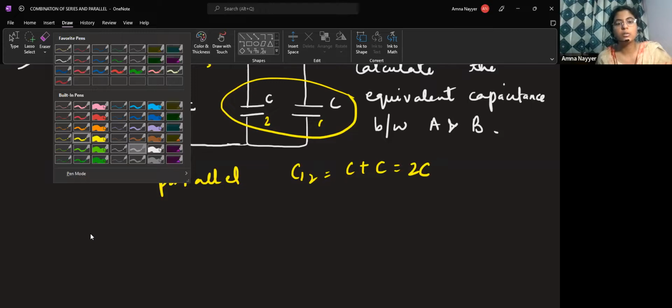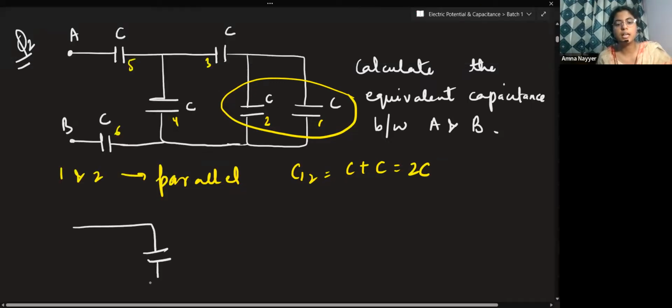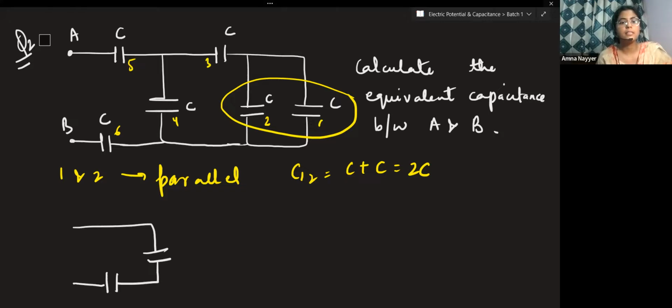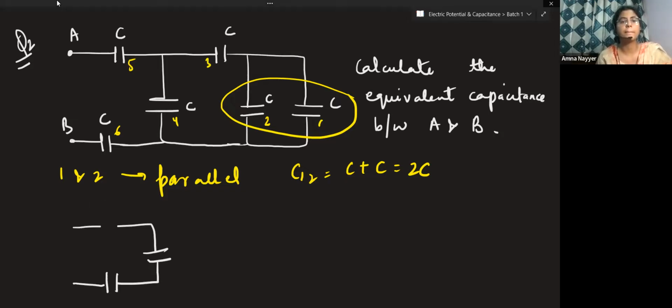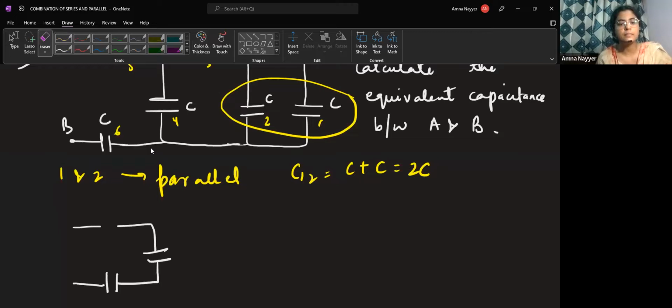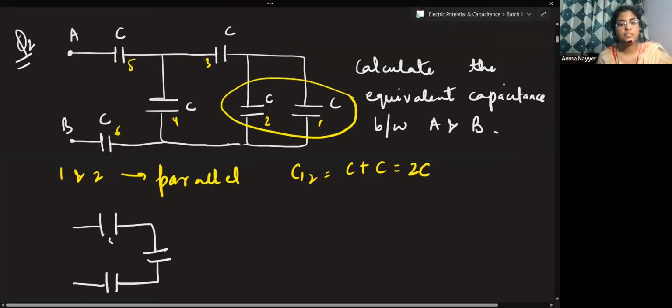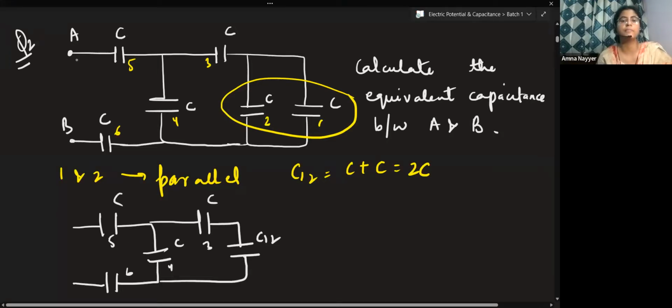Now, how does your circuit look? C5 is also there. 5, 4, 6 are there. 3 is also there, but now 1 and 2 have been reduced into C12. So C12 is there, and this is the third one, with all the values C. Now we have to reduce it further.